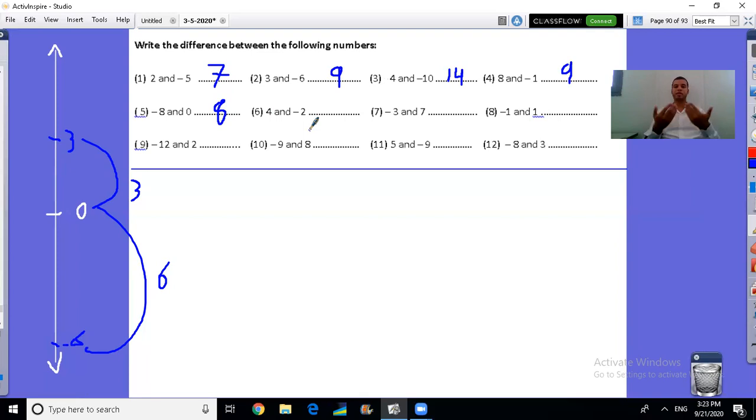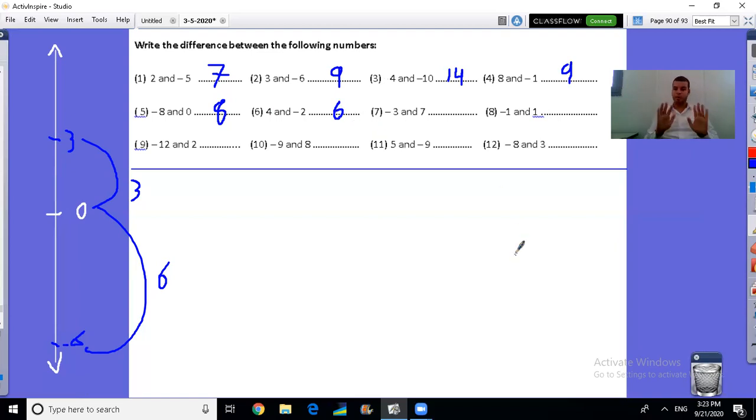Think about it. Then come back to the video to check your answer. From 4 to -2, all right, from 4 to 0, 4 numbers. From 0 to -2, 2 numbers. 4 and 2 is 6.